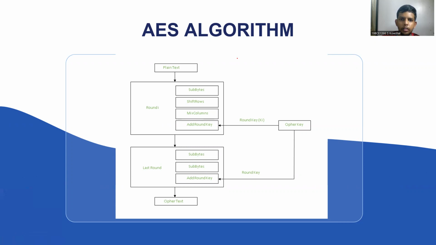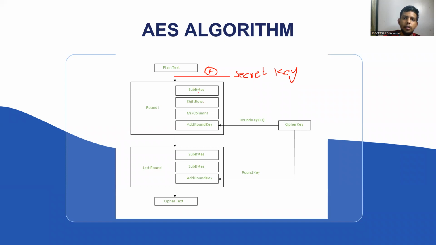There's a plain text, and before it enters, I perform an XOR operation with my initial key, that is my secret key. So this operation requires a secret key at the initial stage. Now the XOR operation output is passed into round one.